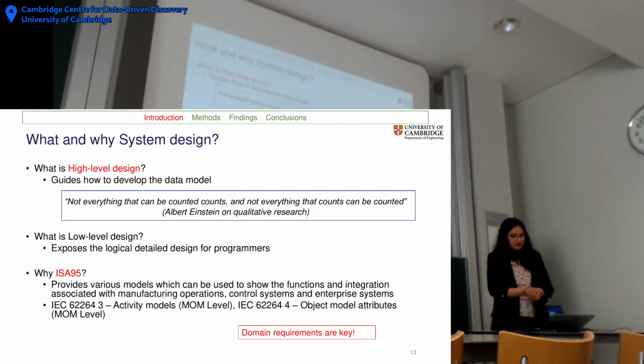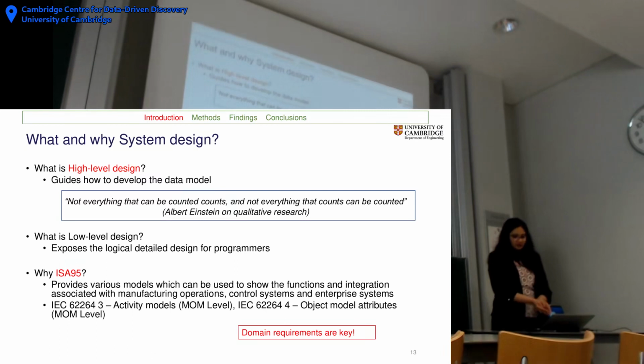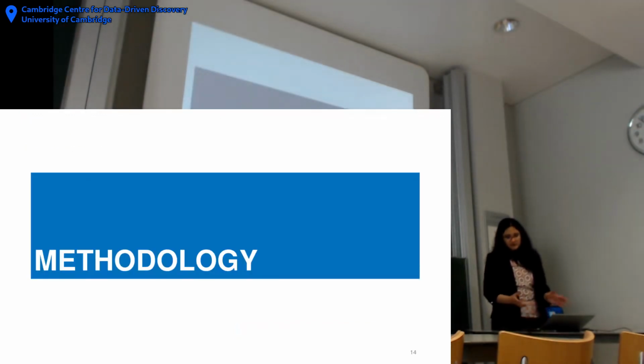The second part is low-level design, which expresses the logical detail, and that's more relevant to the programmers. In our research, we are talking mostly about the high-level design, even though our project had people with a low-level design focus who designed systems and data models. The ISA 95 standard provides all these functions and different kinds of models to make this happen, so we use that. So this is the background about the system design.